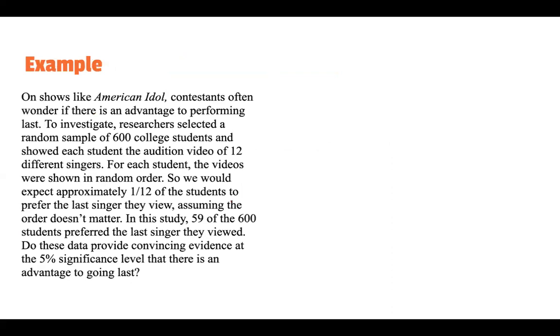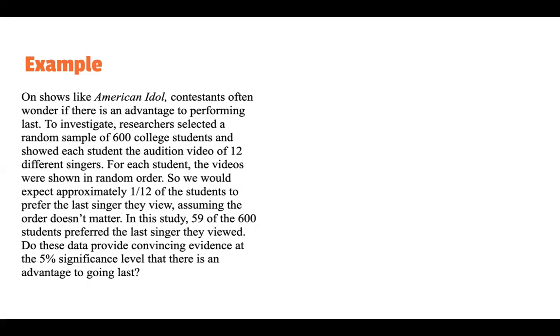Okay, so this is one we actually did in class. It basically asks, is there an advantage to going last? Maybe everything else before you was so bad that the judges are like, oh my God, this is so much better. We choose you. Is that true? Would that happen? So they take a random sample of 600 college students, show them 12 different singers in random order. So that's pretty important, in random order, so that not one singer is always going to be last. It varies.